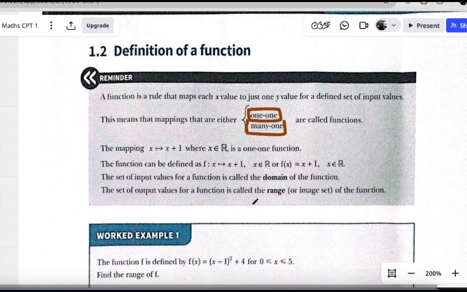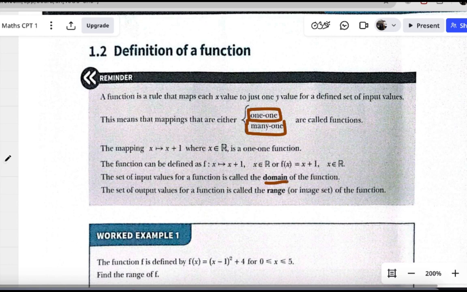Now, in functions, there are some terms we need to get used to. The first one is called the domain. The domain is the set of input values for a function, the values that you input into the machine, into the mapping. They are called the domain.